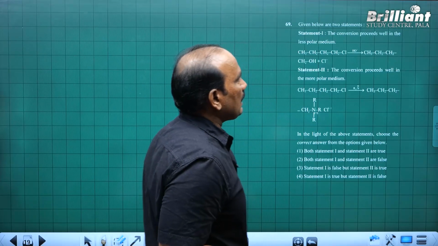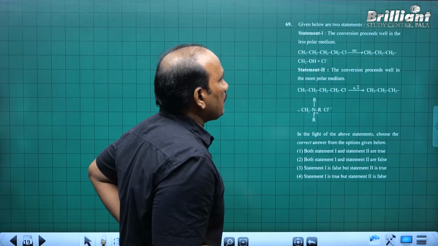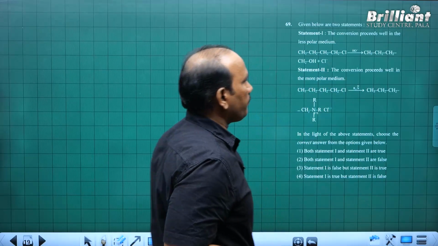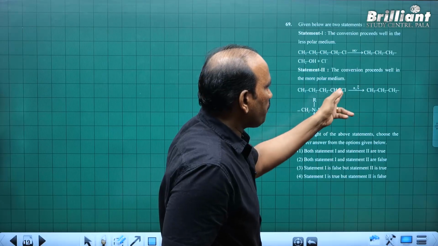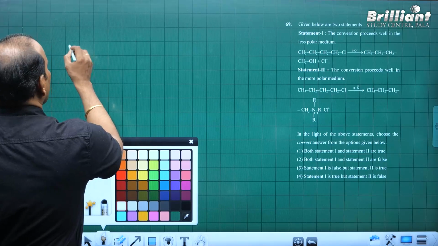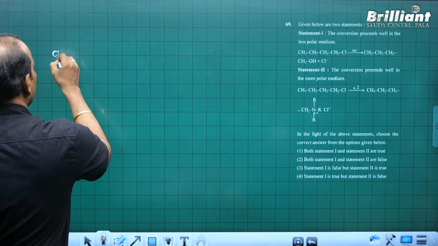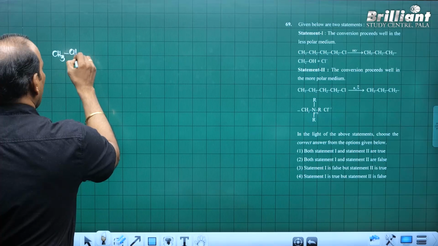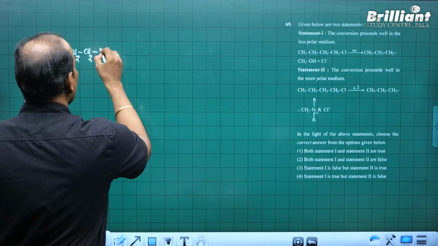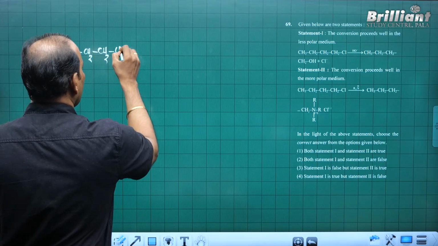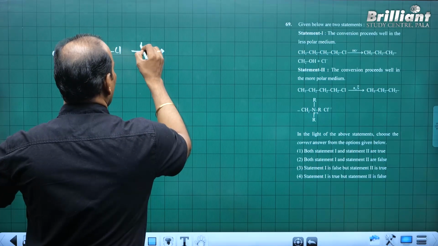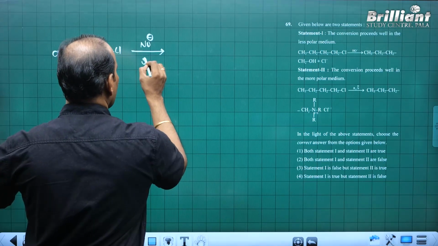Now statement 1: the conversion proceeds well in the less polar medium. This is the more polar medium. Here, did we observe or not, both are primary alkyl halides, both are SN2 reactions. So here CH3, CH2, CH2, CH2, Cl, then you are using a nucleophile, it is an SN2 reaction.